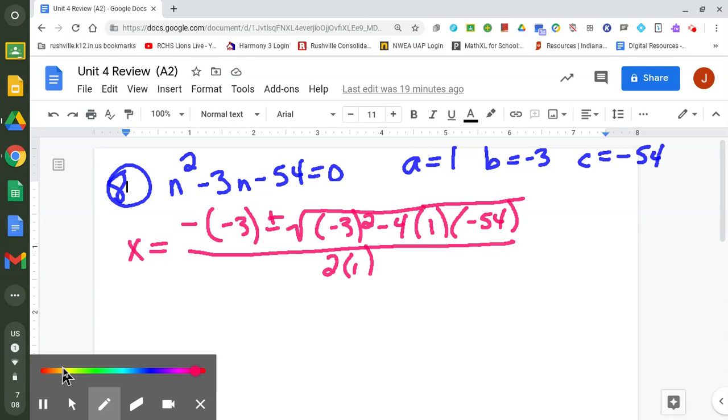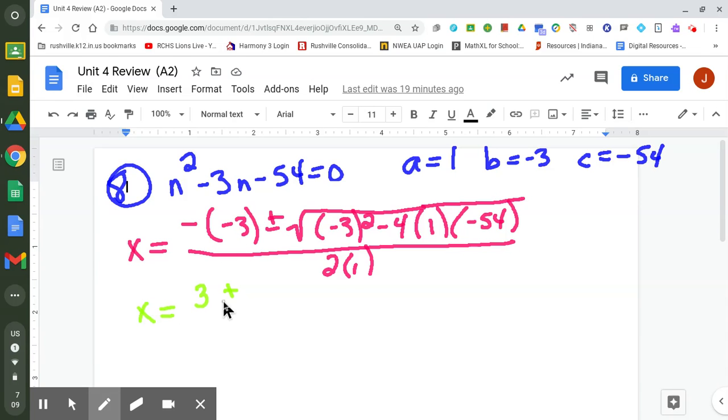So then on my next line, x equals negative 3 is a positive 3, plus or minus, and I'll figure out what all of that is, over 2. So to find out what goes under my square root box here, I'm going to put all of this in the calculator without using the square root button. And I want to make sure that I use all those parentheses. If you don't put the parentheses in, it's going to mess everything up. So I got 225.